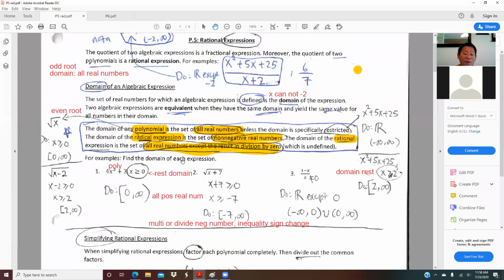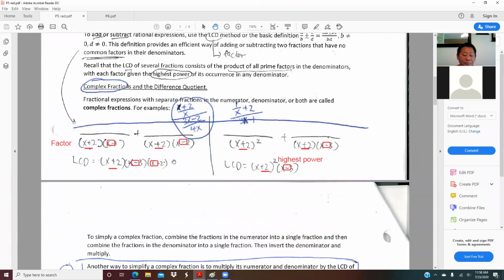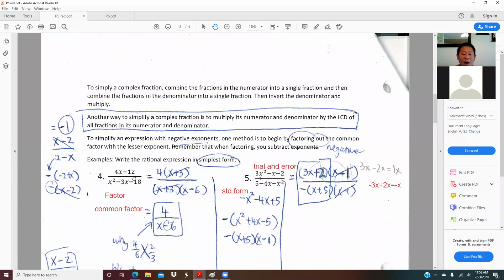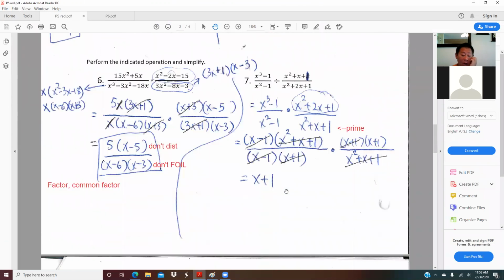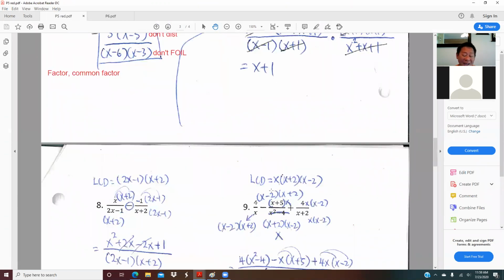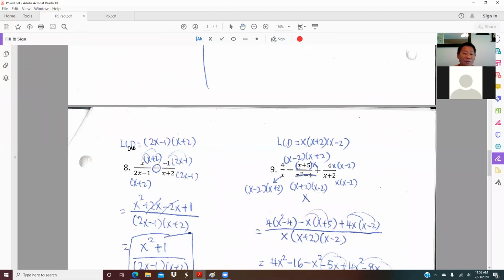So in P5, we talked about domain last time, and then I taught you how to simplify a rational expression using factoring. So this is what we did last time. Now we're going to continue with how we add and subtract, and then we do what we call a complex fraction. For this case, this is an addition and subtraction. So how do we do an addition and subtraction here? We have to find the LCD.